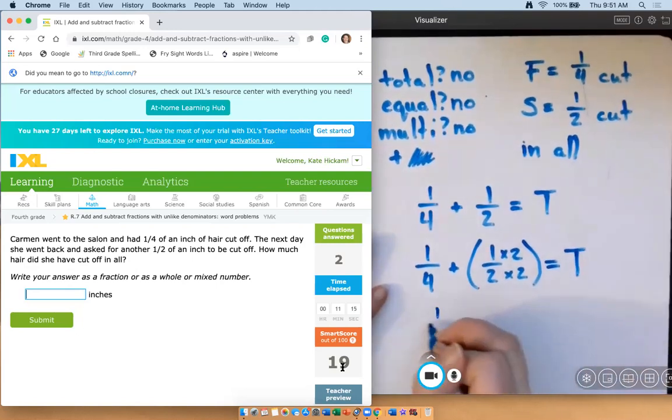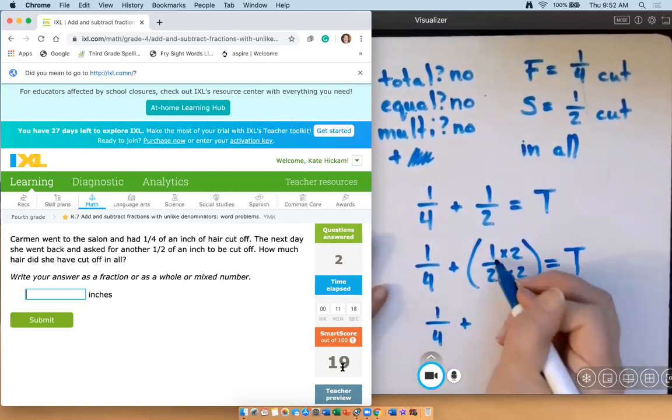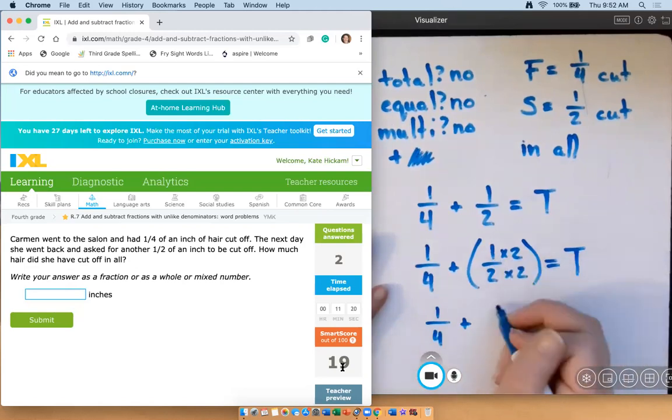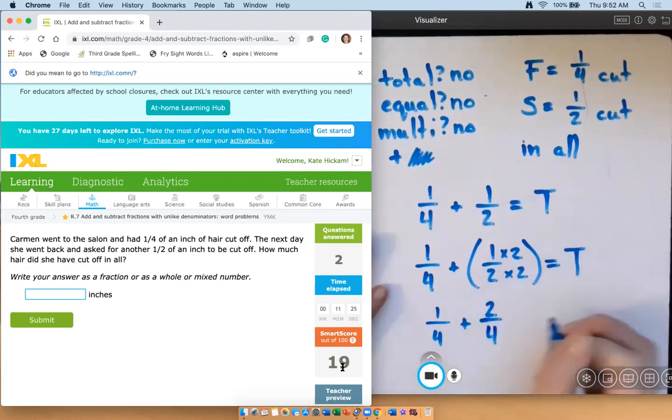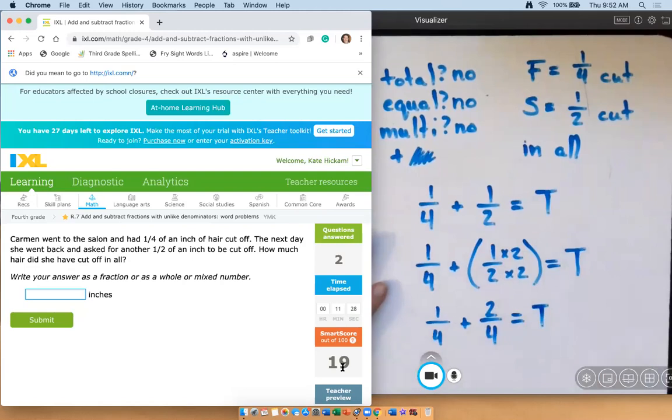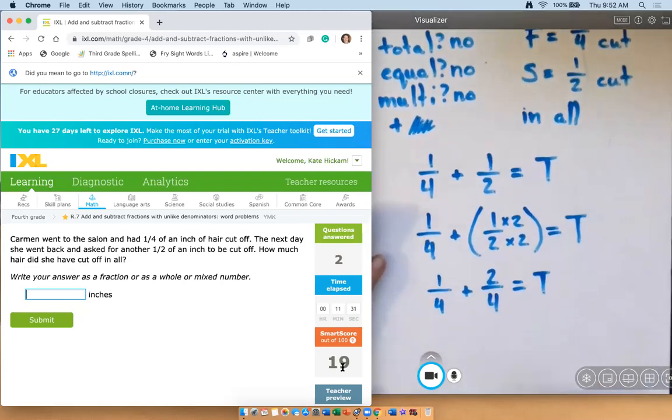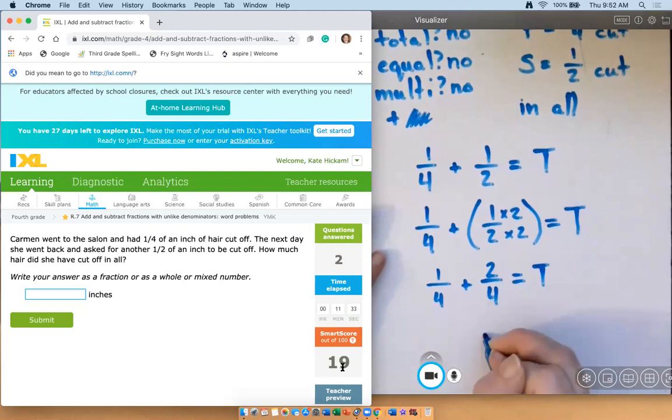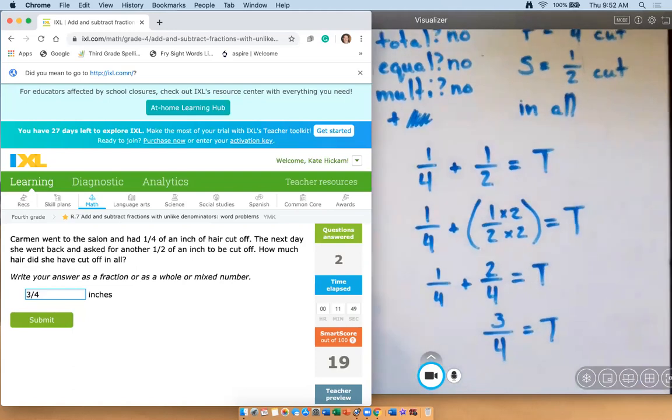So I have 1/4 plus 1 times 2 is 2 over 2 times 2 is 4, which is going to equal my total. When I add fractions, my denominator does not change, so my denominator is still 4. 1 plus 2 is 3. So I have 3/4 equals my total. I'm going to come back over. I'm going to type in 3/4. Remember that slash is the same one on your question mark. All right, I'm going to submit it.